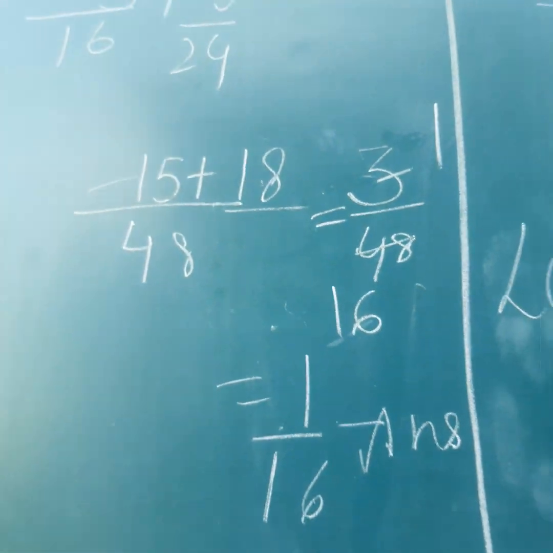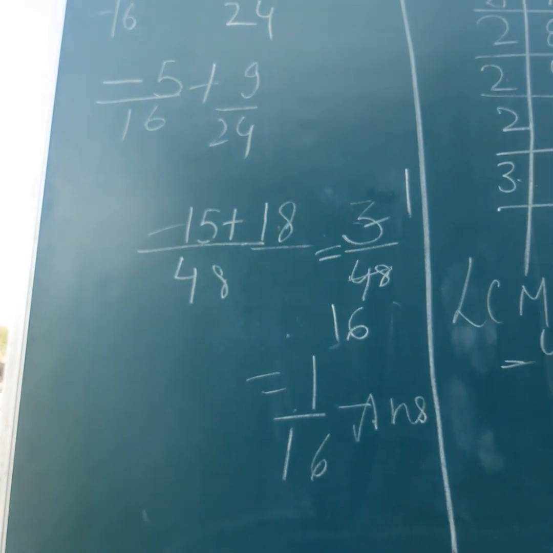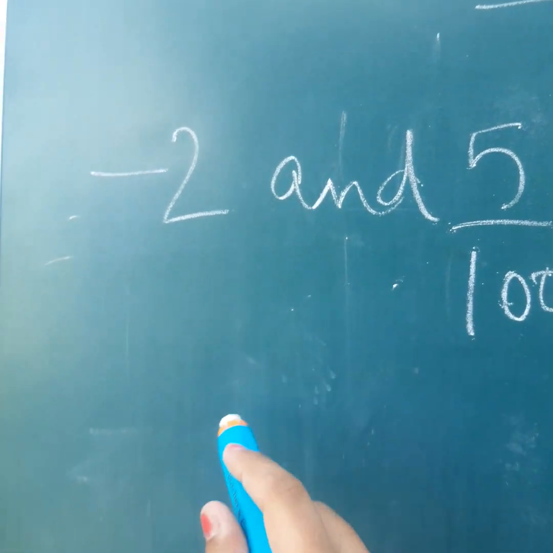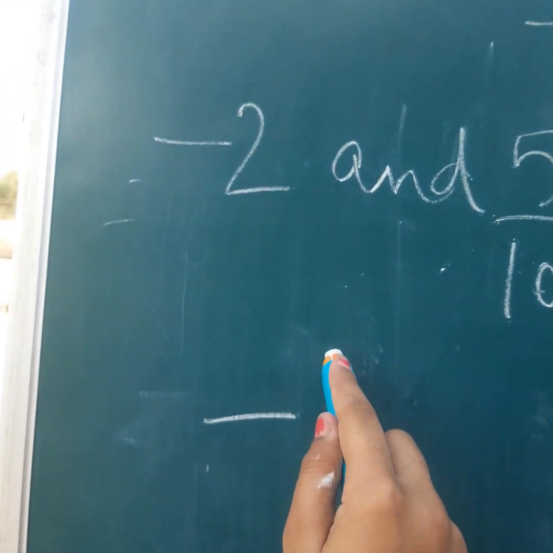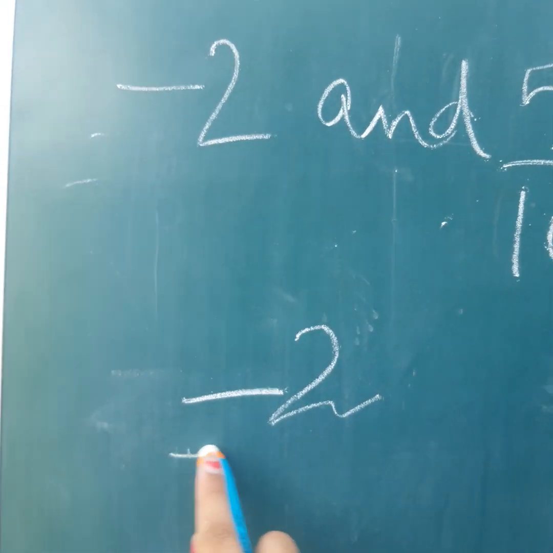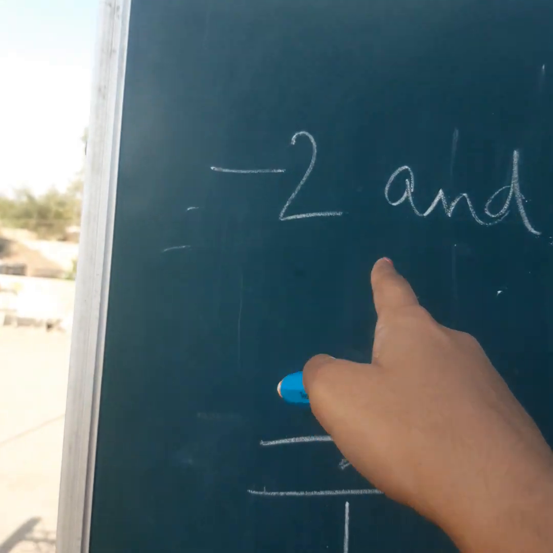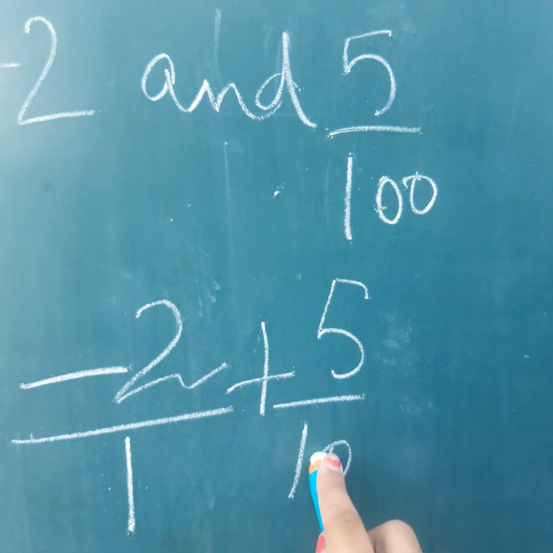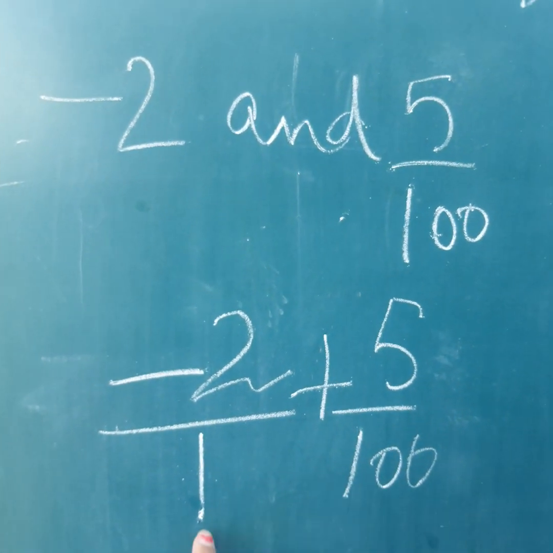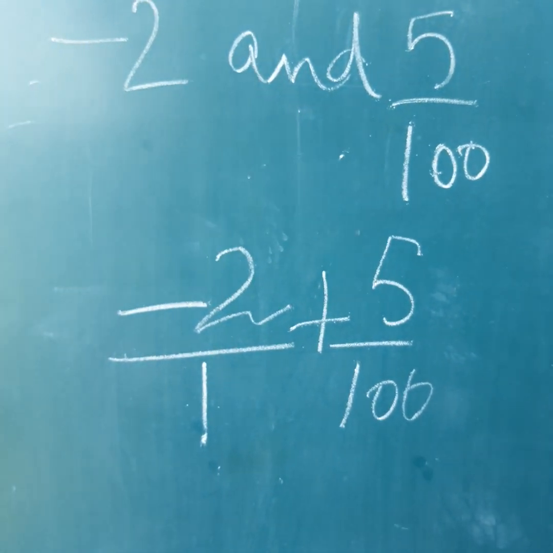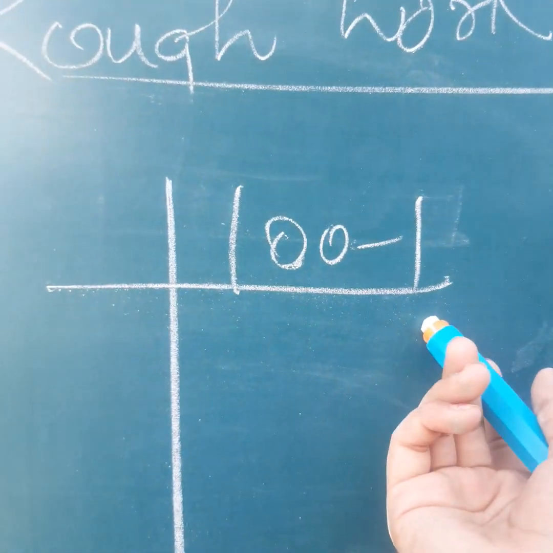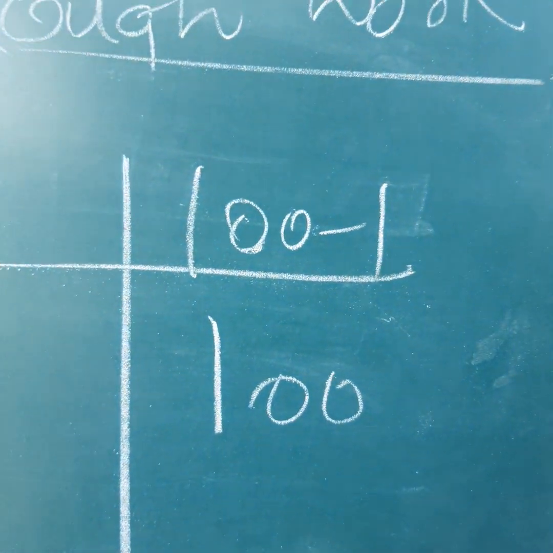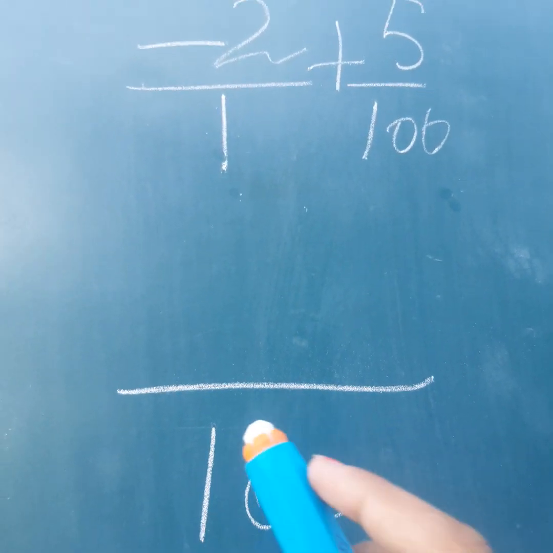I hope you have understood this sum. Okay, the next question is this, how to solve it. First we have to take denominator 1 here, if it's not present, plus 5 over 100. Next we have to take the LCM of both terms. What is the LCM of 1 and 100? We know it's absolutely 100. So we have taken the LCM, that is 100.